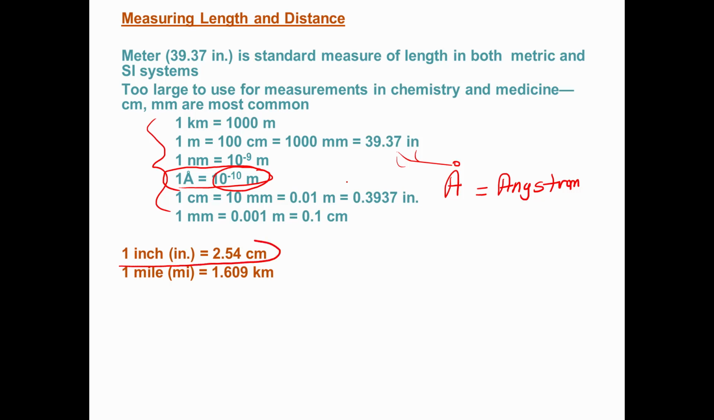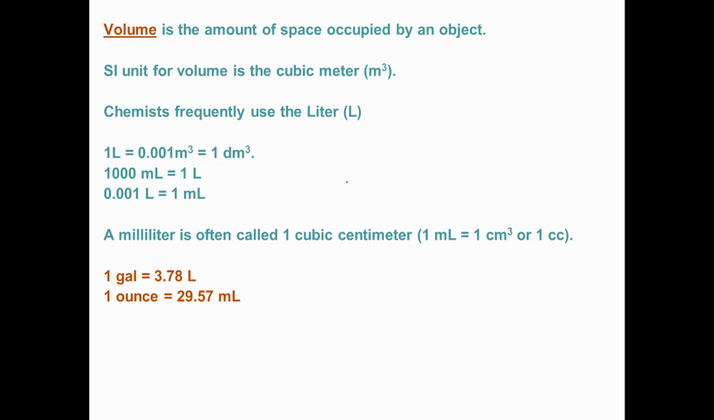Here's a very useful unit conversion. 1 inch is 2.54 centimeters. We work in nanometers. It's a billionth of a meter. Here we have a meter is 100 centimeters, is 1,000 millimeters, 39.37 inches. Again, you want to know these conversions. I will hold you responsible for converting between units.